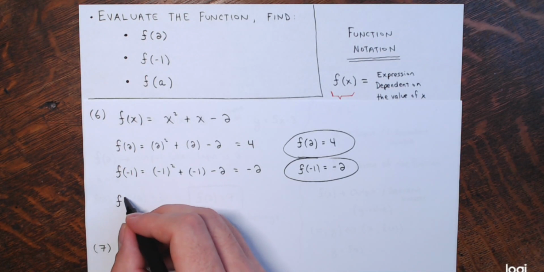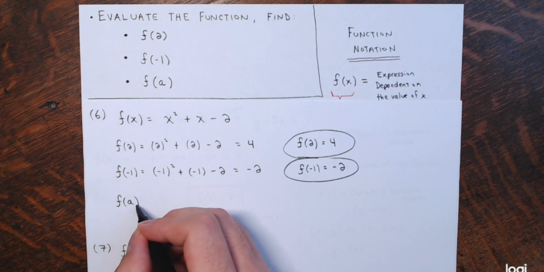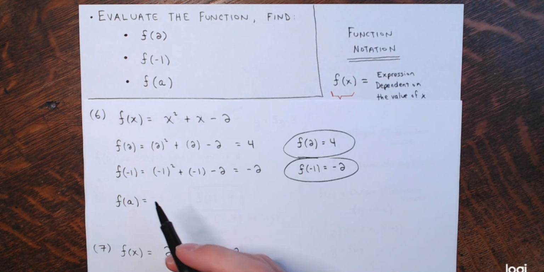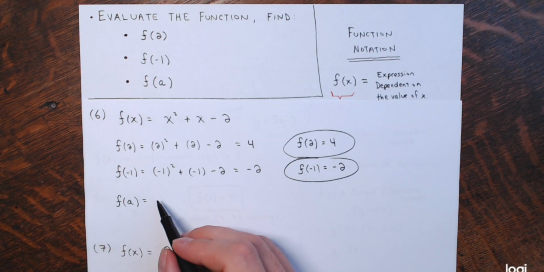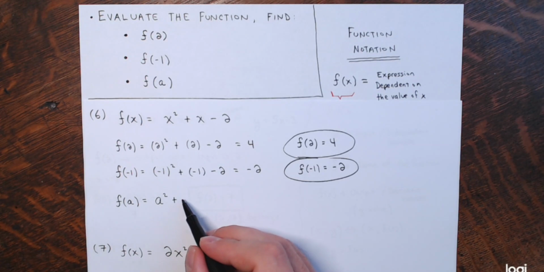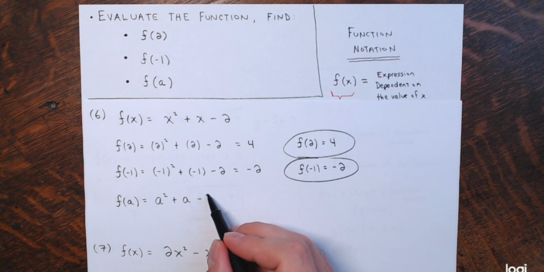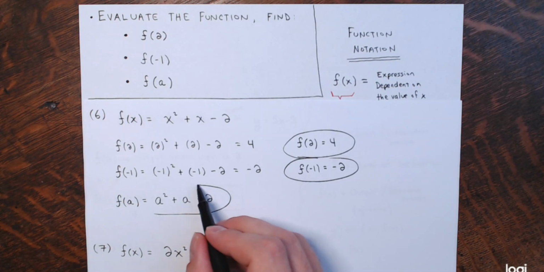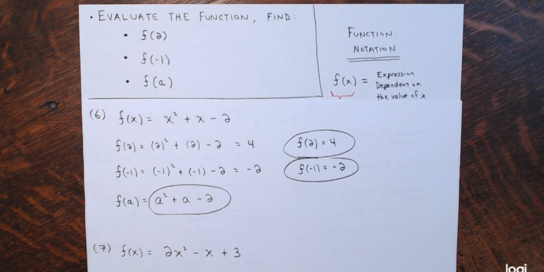And the value of f at a, again, just go through, replace all the x's with a. So that'd be a squared plus a minus 2. And that is as simple as that gets. Right? No like terms to combine or anything like that. Okay.